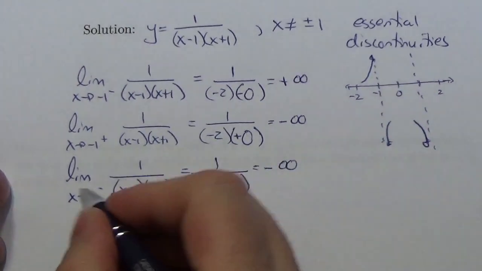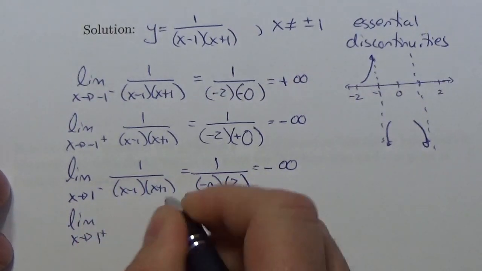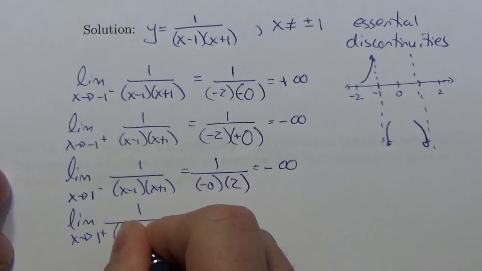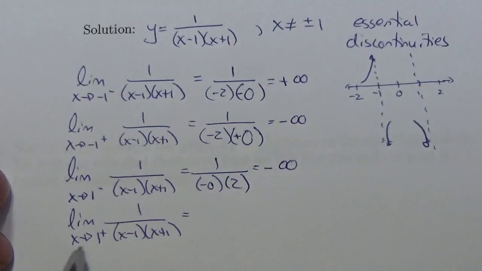Okay? So again, I'm going to have this asymptote here at 1, and from the left-hand side, it's going to go down to negative infinity. Now, you can probably guess at this point what's going to happen on the right, but let's go through and talk about it anyway. So I've got the limit as x approaches 1 from the right of x minus 1, x plus 1.